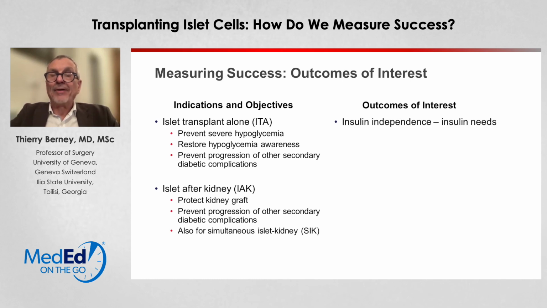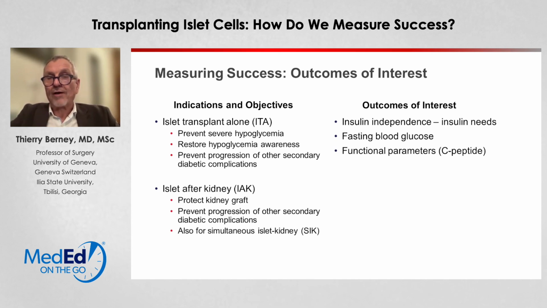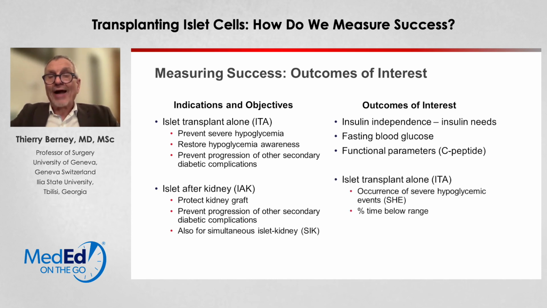Of course, insulin independence, or more refinedly, insulin needs, is an outcome of interest. But also, what are the metabolic situations at the time? Fasting blood glucose is important. Functional parameters, and I'm talking here about C-peptide secretion, as we have told before, is also important. More specifically, for islet transplant alone, the occurrence of severe hypoglycemic events is something that has to be known, because obviously it should be down to 0. And the percent of time below the set range that can very easily be measured on a continuous glucose monitoring system is important. And of course, the percentage ideally should be 0.